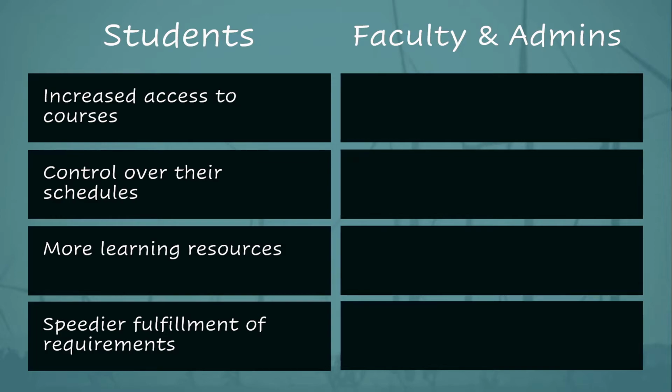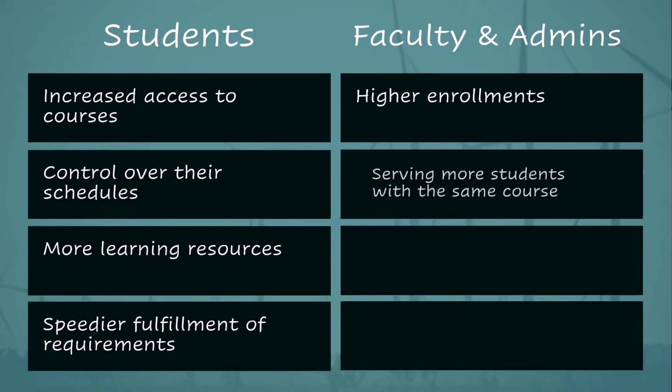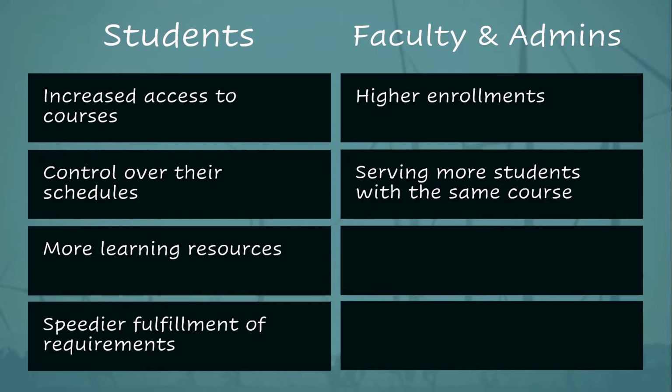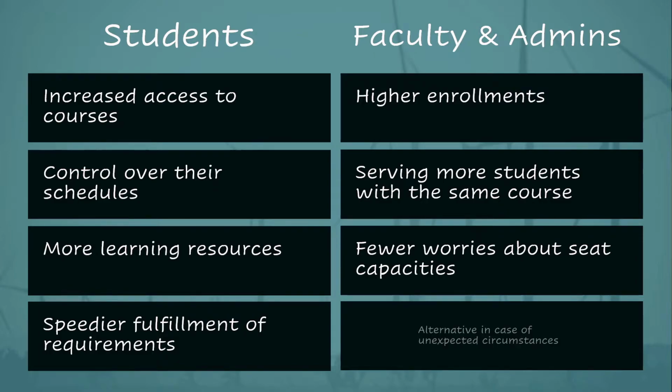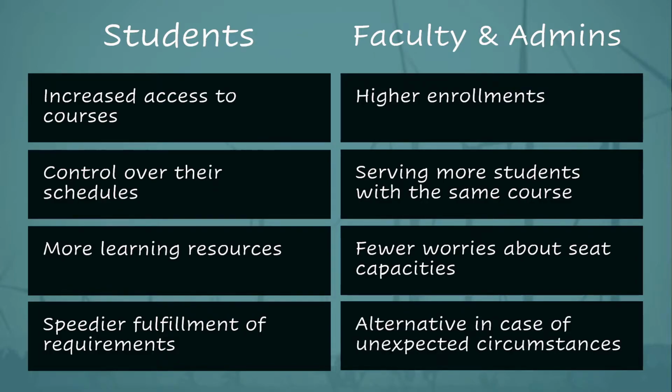For faculty and administrators, it means higher enrollments, again, because of fewer scheduling conflicts. And in this way, it's then possible to serve more students with the same course. Also, fewer worries about classroom seat capacities and having an alternative ready in case of unexpected circumstances.